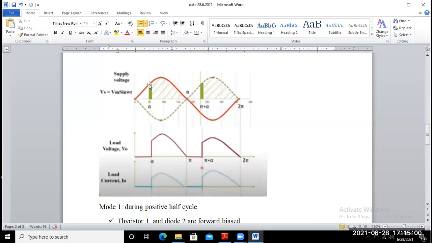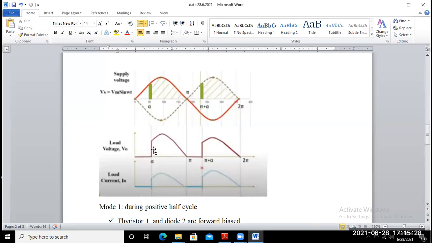You may cut out this waveform from this instant up to pi and place it in the figure below. For the load voltage or output voltage, from 0 to alpha it is 0, because we do not provide the gate pulse to the thyristor, so the thyristor will not start conduction up to the delay angle.